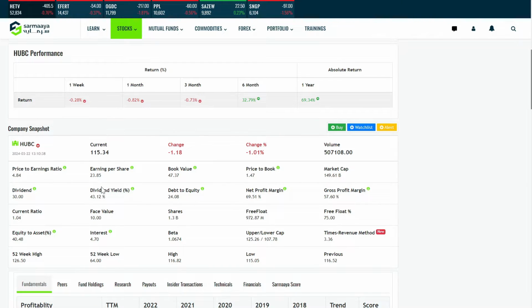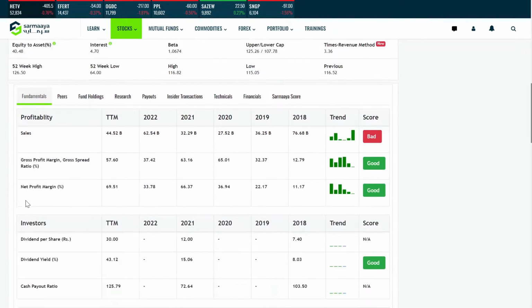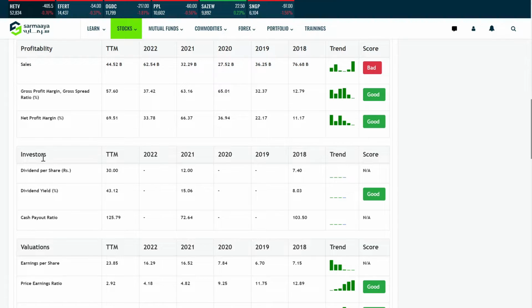Here you will see that the dividend yield is mentioned as 43.12, and the dividend per share was 30. But you need to come down, and in the investor section you can see the dividend per share history. In 2018 they awarded their shareholders 7.4 per share, then 12, and 30 in the trailing 12 months. So the dividend yield they gave was 8.03 in 2008, 15.06 in 21, and in the trailing 12 months 43.12.